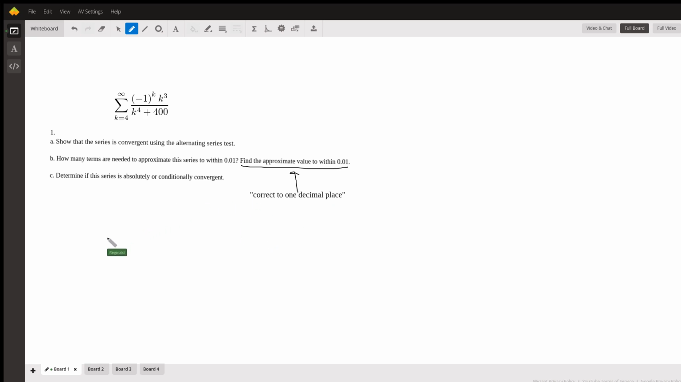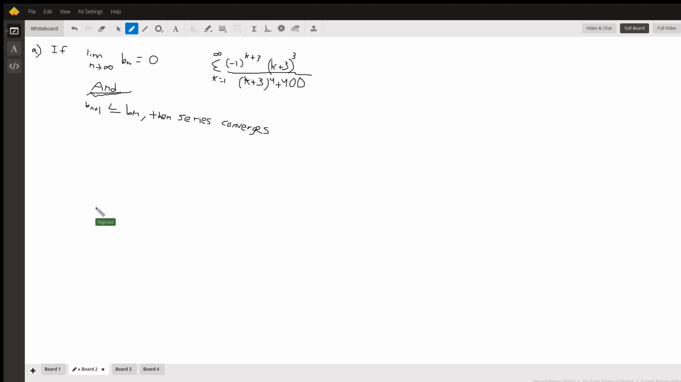All right, so let's look at the first part. The alternating series test states that if the limit as n goes to infinity of b sub n is 0, and b sub n plus 1, this being the next term, is less than or equal to the current term, then the series converges.